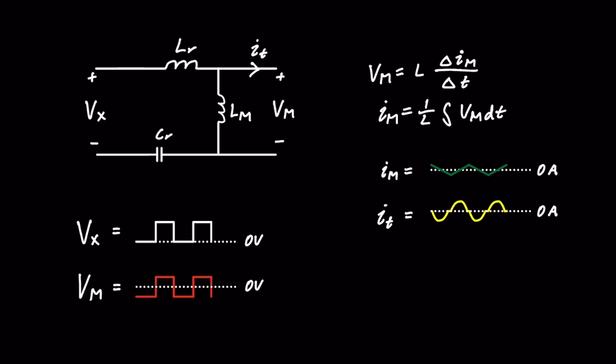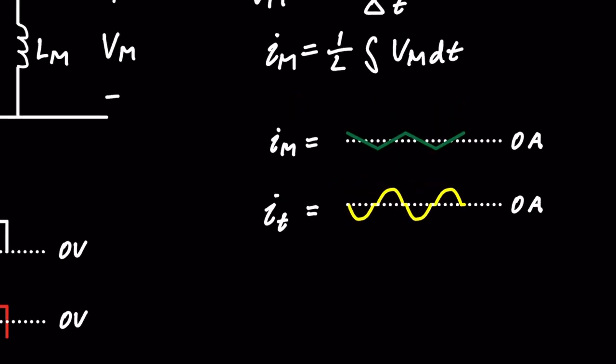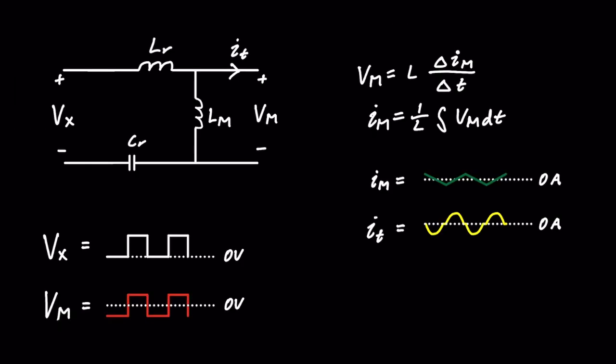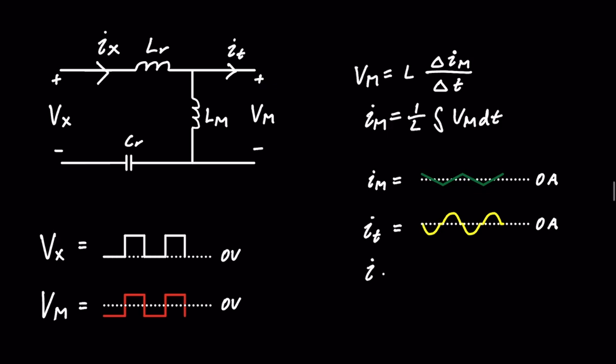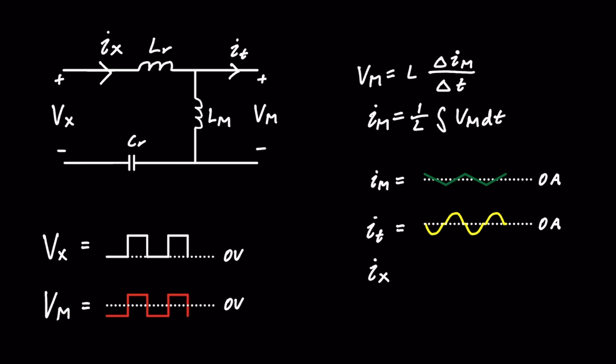Then we have IT, which is more complicated, so you should just trust me that it looks like this. If I zoom in, you can see that there is kind of a dead time there. It's sinusoidal, and then it goes to 0. Then it's sinusoidal and goes to 0 again. Now we want to find the Ix that you see here. Ix is simply equal to IT plus Im. So it's just the sum of these two curves.